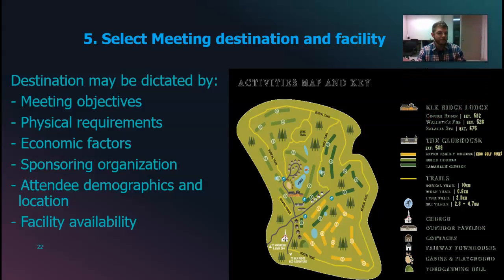Sorry, I have to keep moving this. This is the activities map and key. Again, it gives you an idea of all the different things that are available here. This is something that you would offer to the attendees as well.